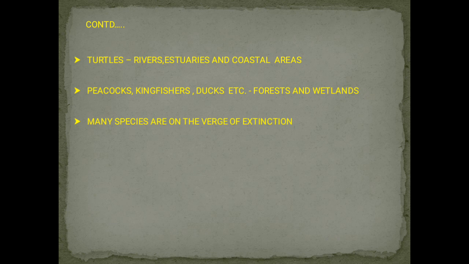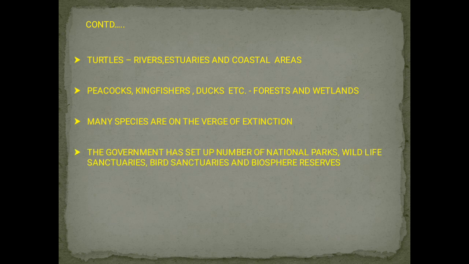Many species of wildlife are on the verge of extinction from India because of poaching. Poaching meaning they will do some illegal business of their hides or their skins. Pollution and rapidly occurring deforestation, for example, cheetahs. The government of India has set up number of national parks, wildlife sanctuaries, bird sanctuaries, and biosphere reserves for the protection of wildlife and forest in India.